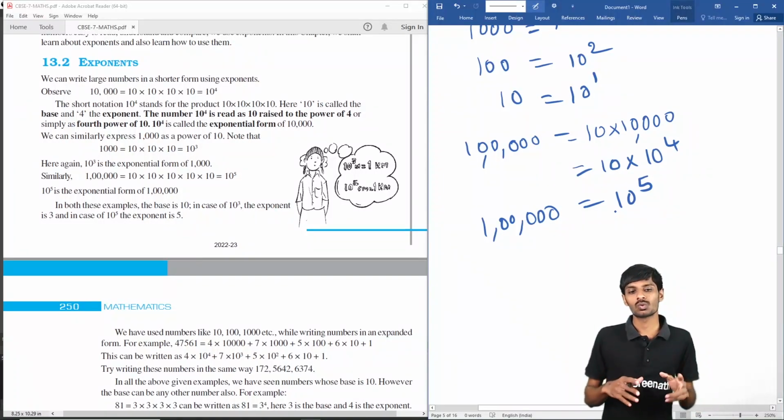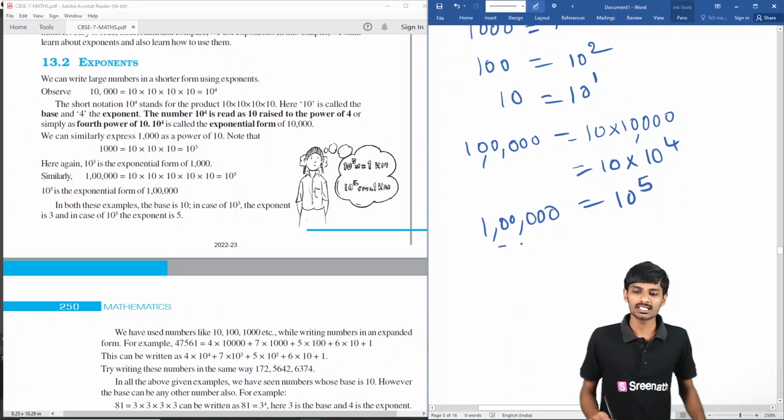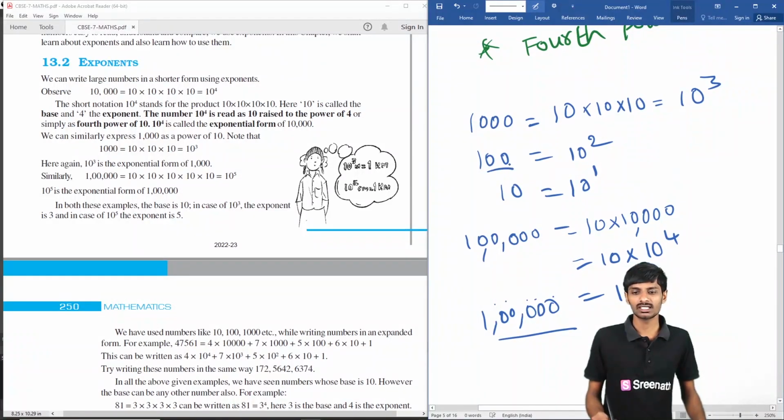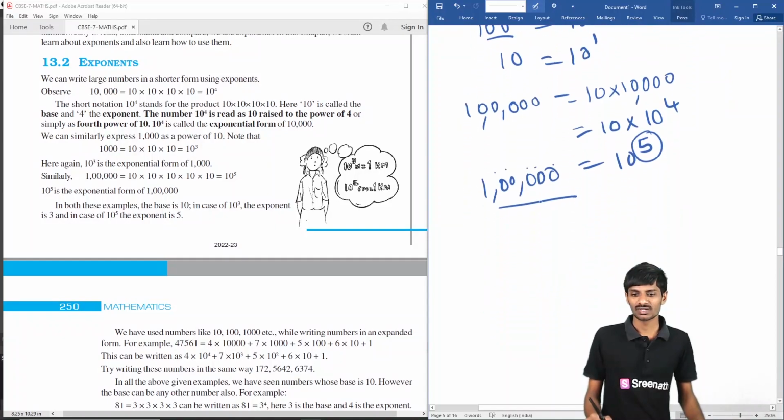If you want to know a better way, how many zeros are here? 1, 2, 3, 4, 5. And what is the number here? 5. And how many zeros are here? 2. And what is the number here? 2. How many zeros here? 3. And what is the number here? 3. So this is a coincidence, like that, students. Okay.